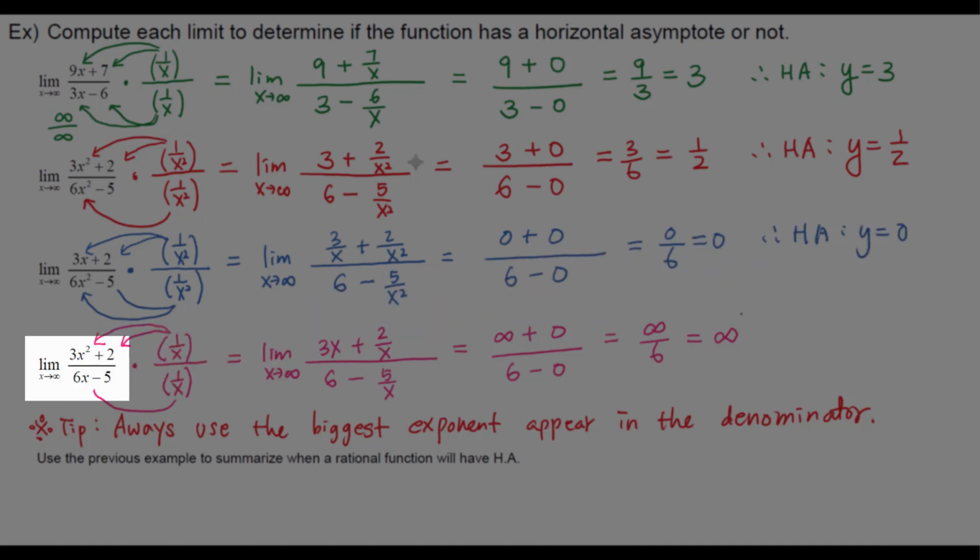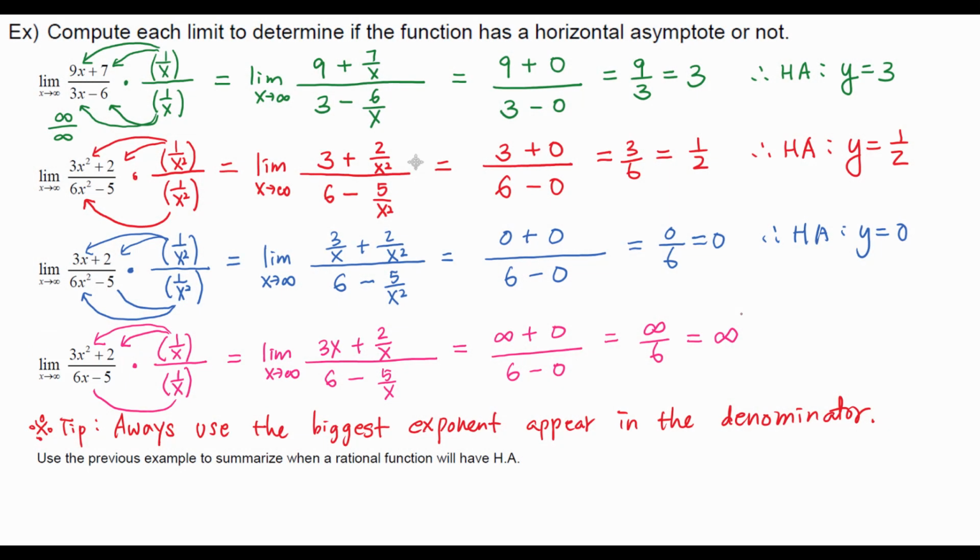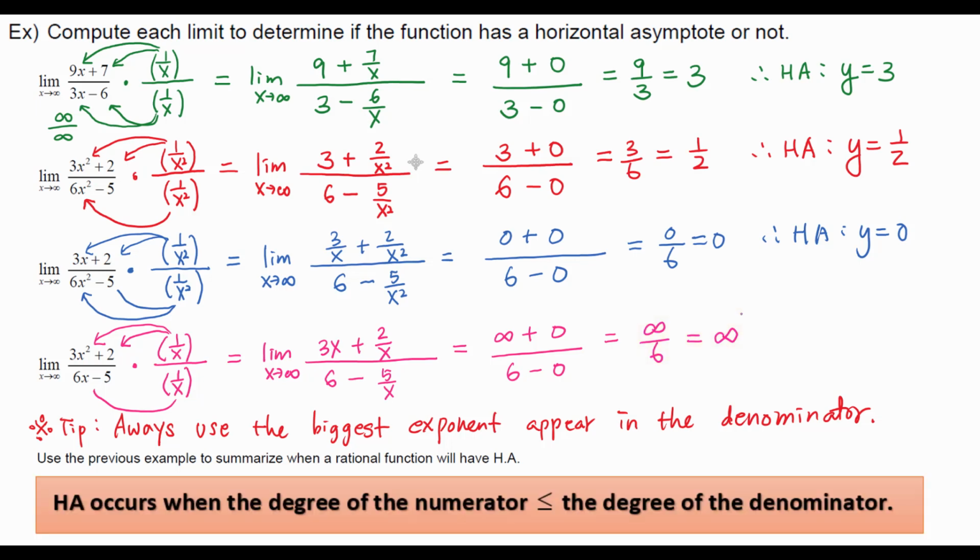In the third example, the degree of the numerator is smaller than the degree of the denominator, and I still had a horizontal asymptote. However, as the degree of the numerator is bigger than the degree of the denominator, you can see every time that happens, I'm just going to get a number on the bottom and infinity on the top. So I'm not going to get a limit as a real number, which results in no horizontal asymptote. So you can conclude that a horizontal asymptote only occurs when the degree of the numerator is less than or equal to the degree of the denominator. So we can summarize that, and you can also remember it.